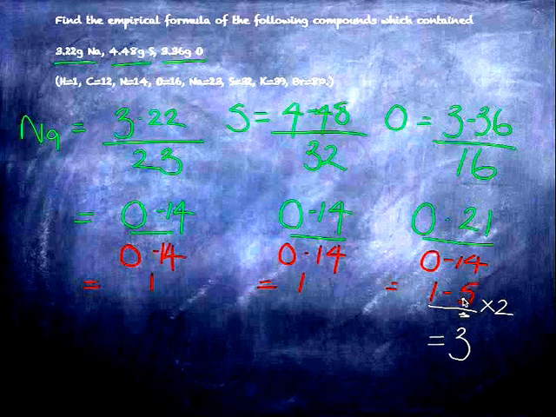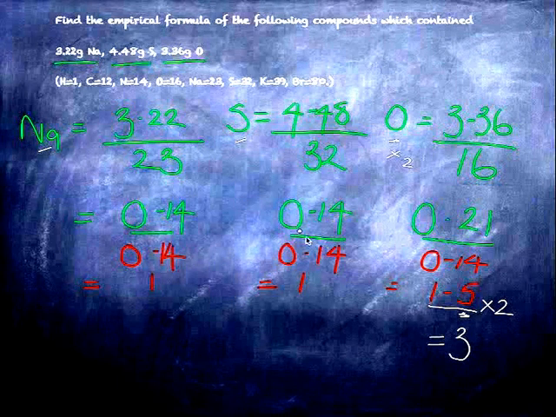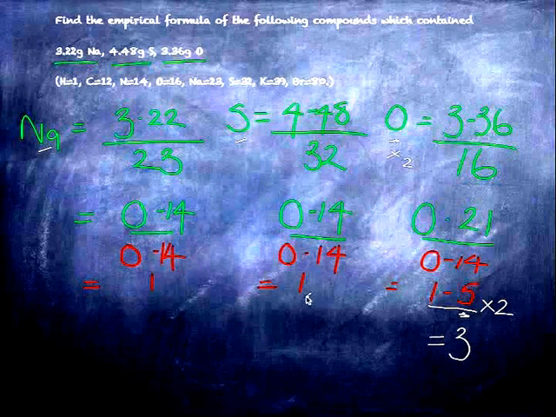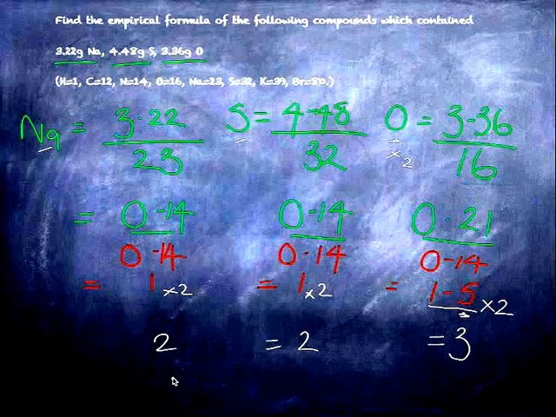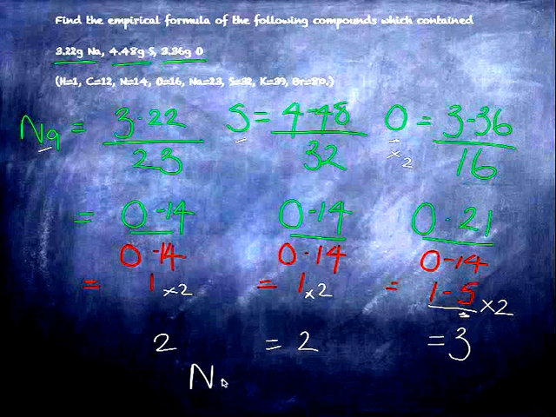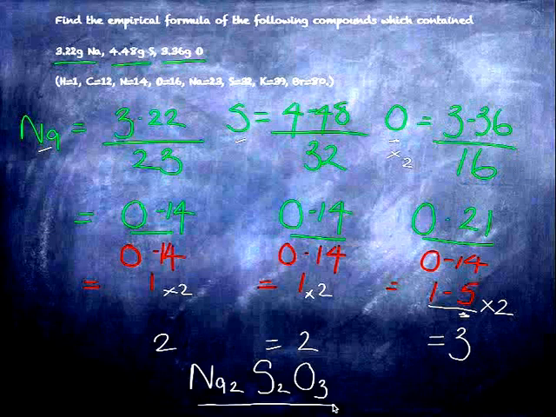Now if we've multiplied the oxygen by 2, we have to do the same for everything else. So we have to make sure that we've multiplied the sulfur and the sodium by 2. So we'll multiply 1 by 2 here, that will give us 2. And we do the same here, and that will give us 2. So it works out that for this particular compound, the sodium, we will have 2 moles, sulfur, we will have 2 moles, and the oxygen, we will have 3 moles. That gives us our empirical formula.